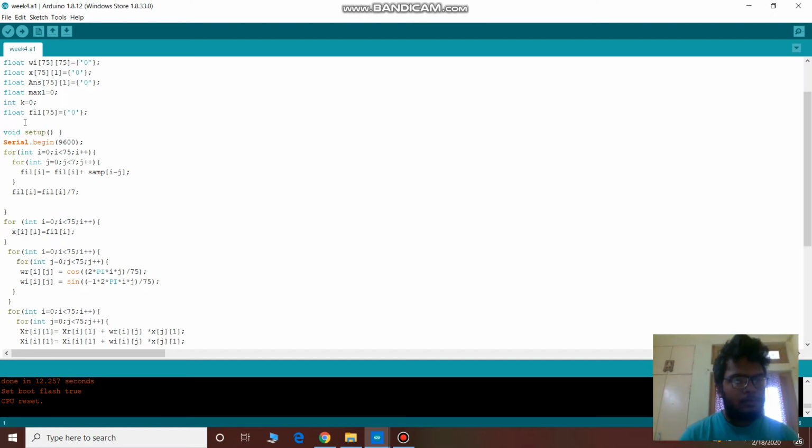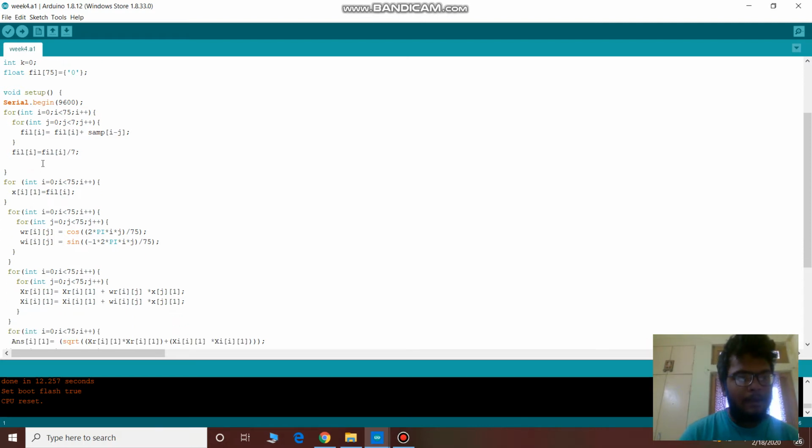To begin, Serial.begin of 9600, the transfer rate, like we already know. For int i equal to 0, first I calculate the moving average filter. We already know this code: for int i equal to 0, less than 75. I have taken the length equal to 8, so running the code from j equal to 0 to j less than 7, adding all those values and dividing by 7, we get the output of the moving average filter. Now I take this moving average filter output into x of i, and I'm taking this as the input.